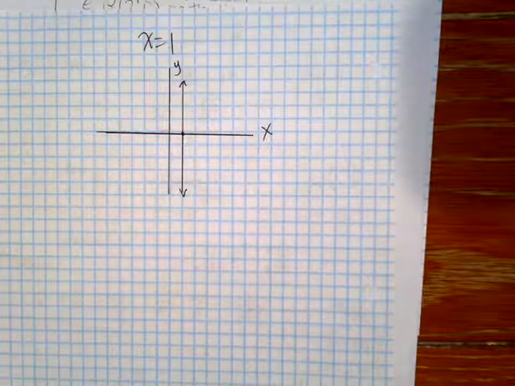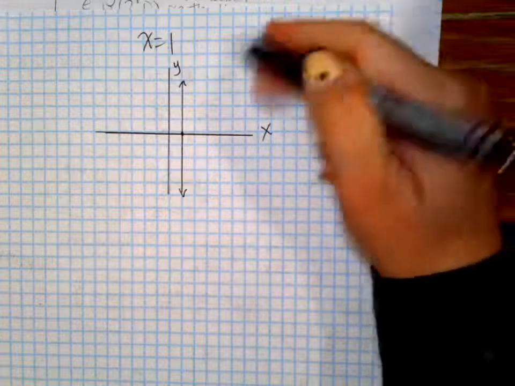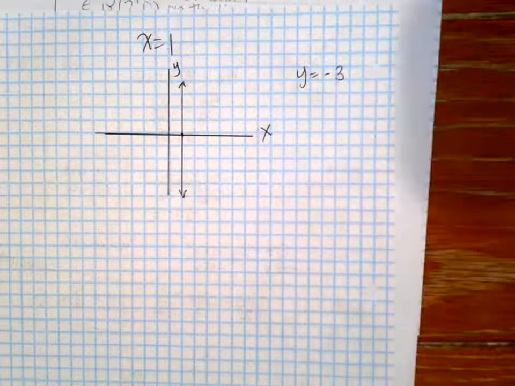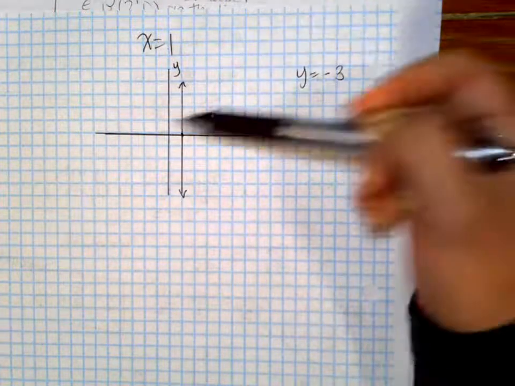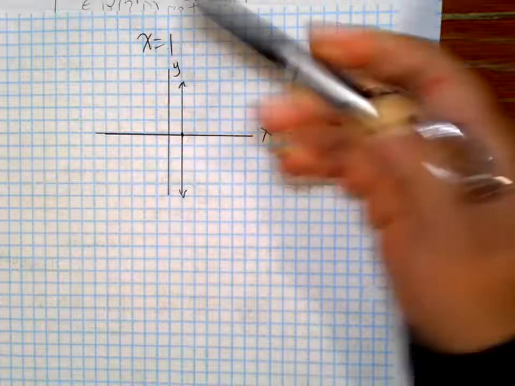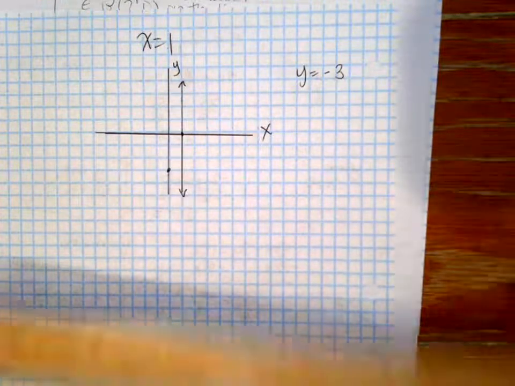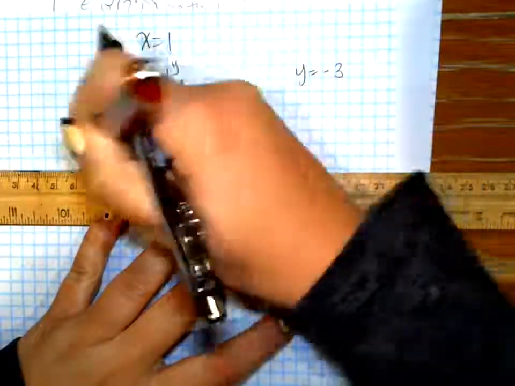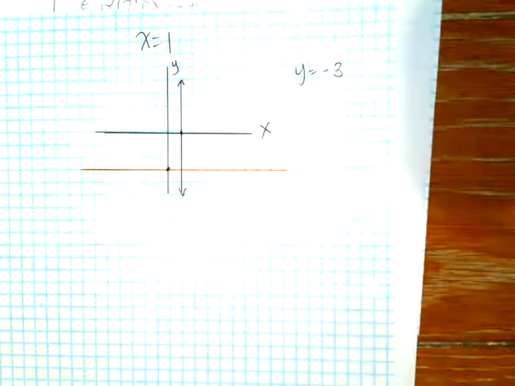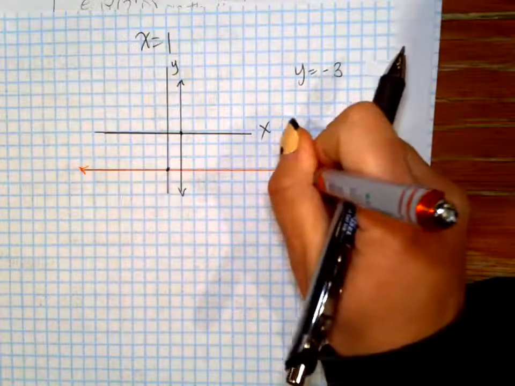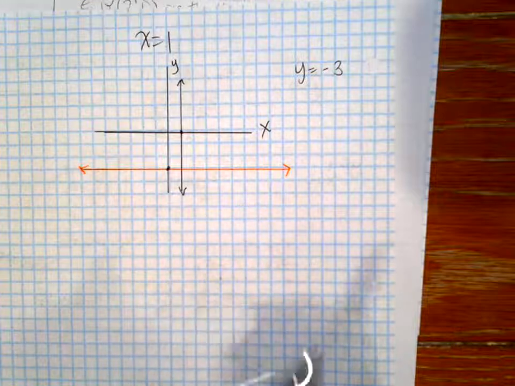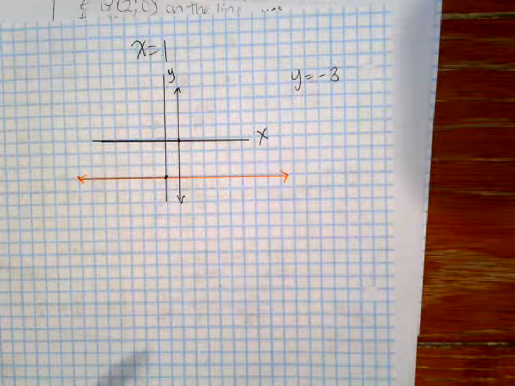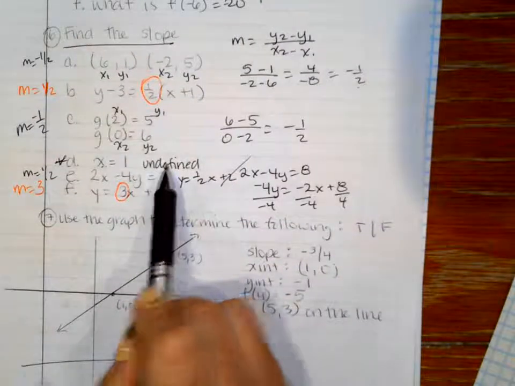Back to this graphing thing though, however, you have to be able to graph these. Like if I have y equals negative 3, where does y equal negative 3? Y equals negative 3 right here. So your graph needs to look like this. That's where y equals negative 3 right there. That guy right there has a 0 slope. This one right here, undefined. Like I said, that was kind of a trick question.